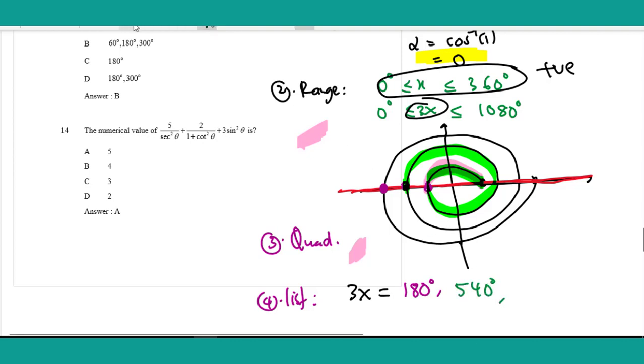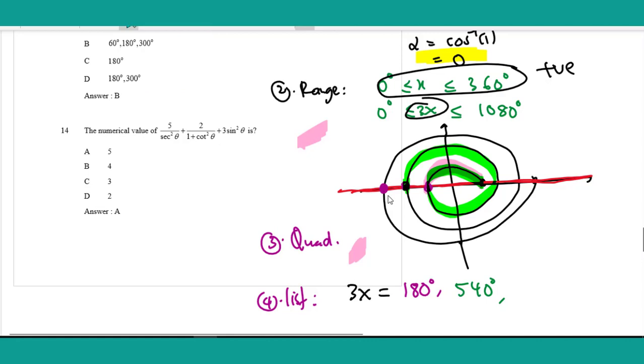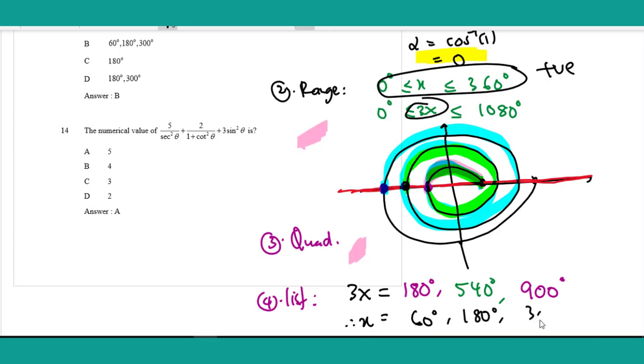Okay, the third, we're going to use this, to reach the third point starting here. First 360 plus 360 plus 180, stop until the third point. So the answer is 360 plus 360 plus 180 is 900. Then divide by 3. Therefore the answer is 60 degree, 180 degree, 300 degree. So the answer is B. Circle B. Okay.